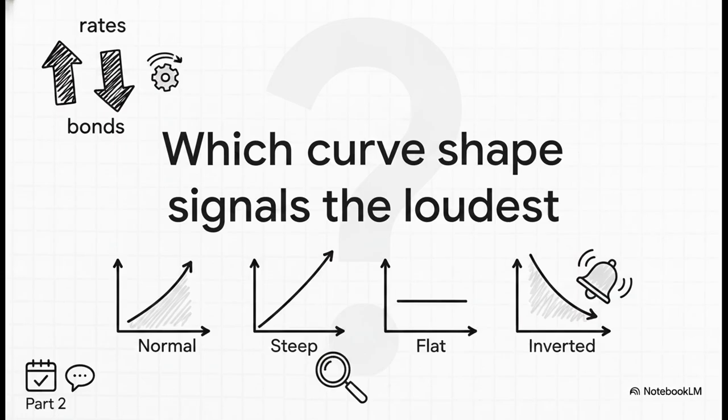So, we know exactly why bonds and rates move opposite each other. But I want to leave you with a bit of a provocative thought. What happens when you plot that exact relationship across time? This inverse engine actually creates 4 distinct shapes on the yield curve: normal, steep, flat, and inverted. And one of those specific shapes? It's the loudest, most accurate recession alarm bell in economic history.